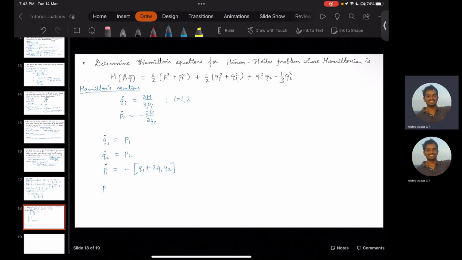Now for p2 dot, we'll have to take minus the partial derivative of H with respect to q2. So this gives us 2q2 divided by 2, so it's q2, plus q1 squared, minus 3 into q2 squared by 3, so it is q2 squared.